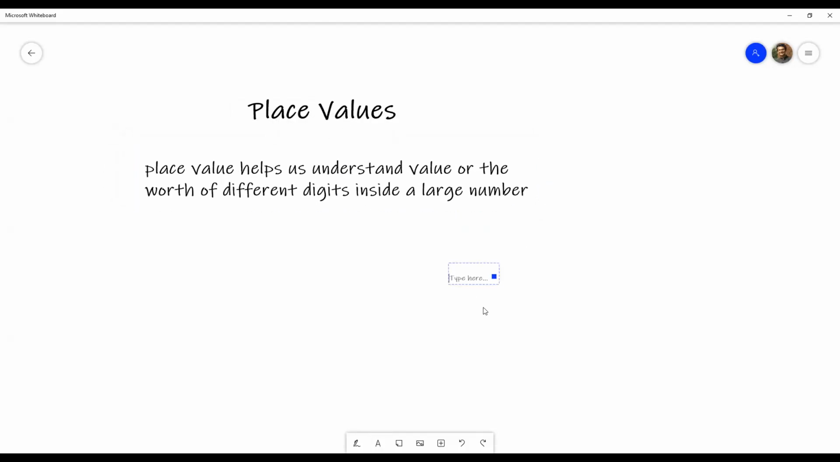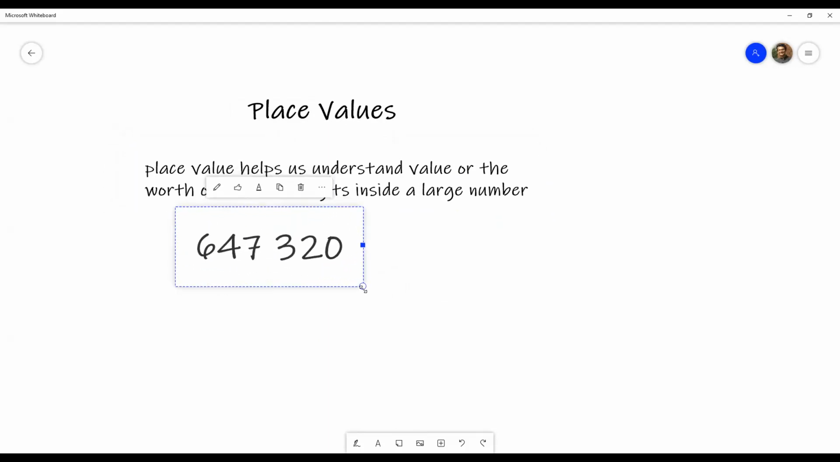Okay, how about an example? A large number can be like this: 647, and then I take a space and 320, something like that. It's not pronounced this way. When I say 647 space 320, it has another type of name. Like we can say 647,320. Okay. So how did I say that?